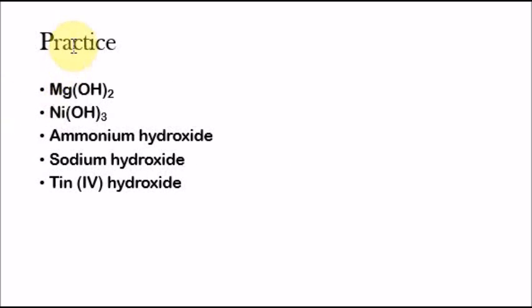So as you can see here, in our examples, everything ends in hydroxide. So basically a base is kind of like a ternary salt where the polyatomic ion is hydroxide. So let's go ahead and name these.